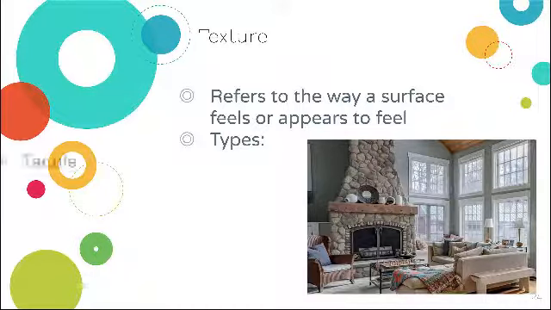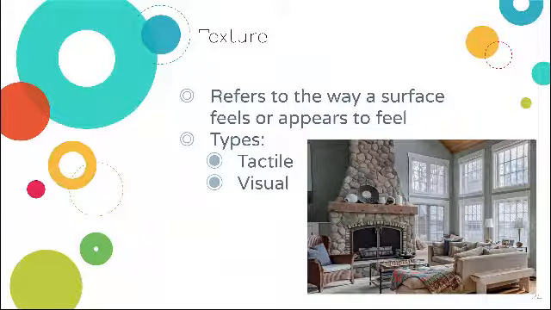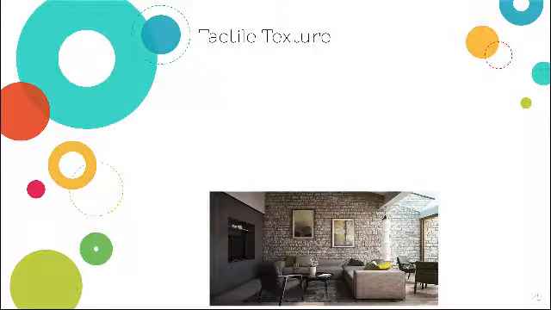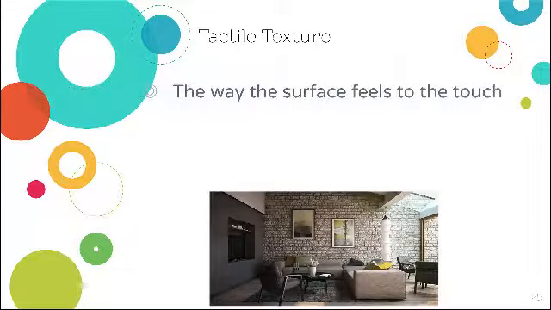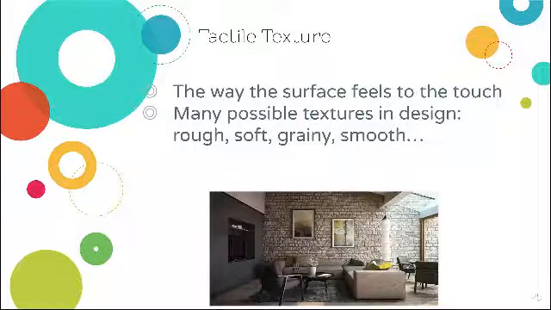So our two types of texture are tactile texture, that's the texture you can actually feel, and then visual texture, that's the texture you see. The tactile texture is the way the surface feels to the touch. And with that, you have a lot of variety. In interior design, you have stones and bricks and soft pillows and blankets. You have smooth surfaces of glass or marble. And so there's a lot of possibilities in the types of textures you can use.